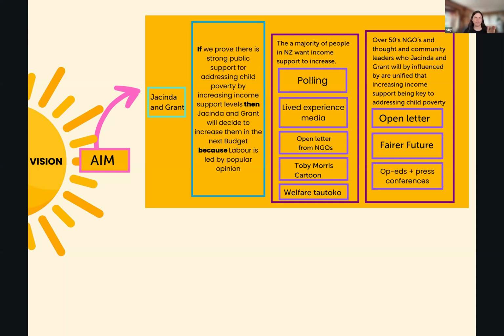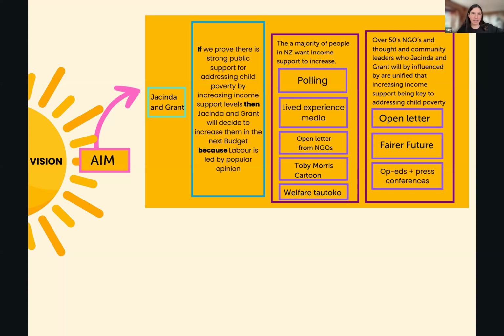We knew that Labour are driven by popular opinion, so in order to get them to increase income support, we had to prove the majority of people in New Zealand wanted it to increase. In reality, tactics all interrelate in different ways. When you're laying out your tactics, think about what has to happen first to do the next one. Lots of these tactics, like welfare tautoko, the Toby Morris cartoon that we co-wrote with Child Poverty Action Group and then commissioned, the open letter with the NGOs, and lived experience media, were all leading towards polling, getting the right polling result.